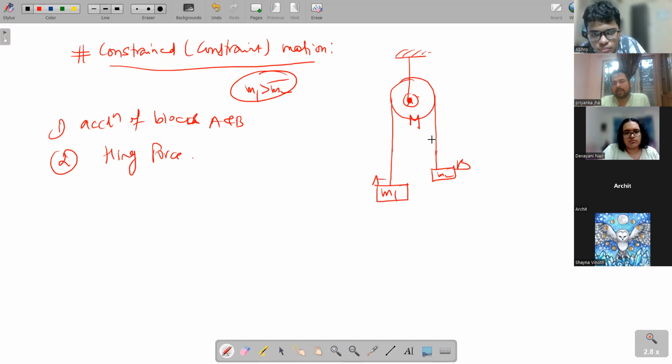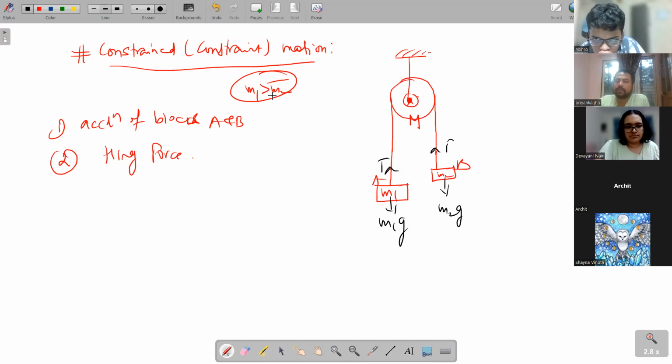This is the same string, so the tension will be the same. And the string is ideal, non-extensible, with no mass. So this is tension, this is tension. This is M1G, and this is M2G. Now we know that M1 is heavier than M2, so M1 will fall and M2 will go up. Suppose A is the acceleration of M1. Both the blocks are connected by the same string, so if M1 falls with acceleration A, then definitely M2 will go up with acceleration A.